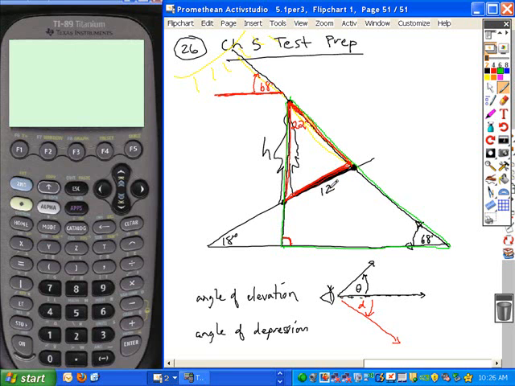So we have this angle and the opposite side. We have an unknown side. Is there any way we can find the angle opposite it?